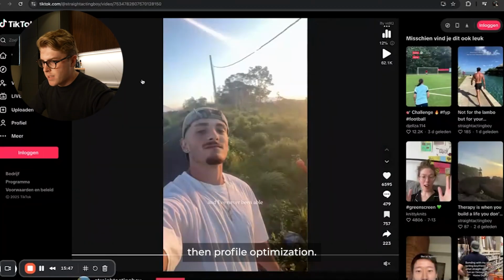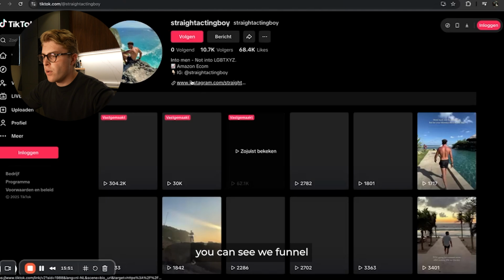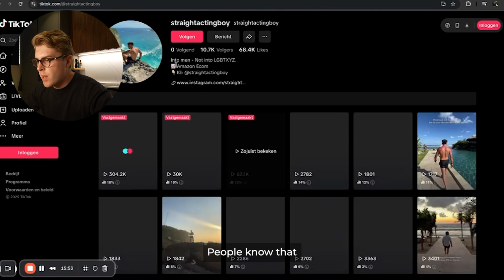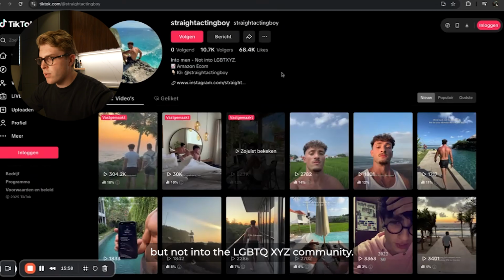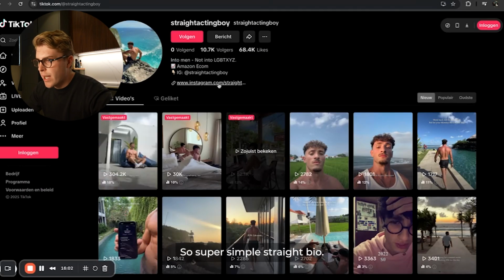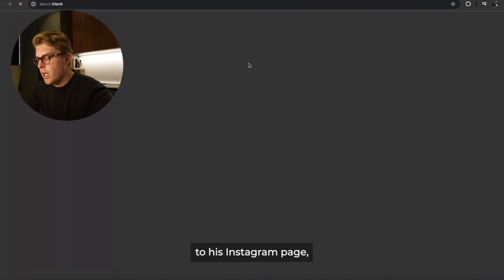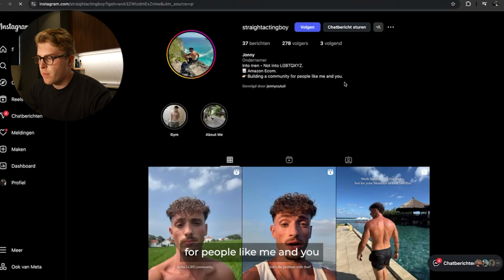Then profile optimization. So if we actually go ahead and look at Jonny's profile, you can see we funnel everyone towards the Instagram page. People know that he is doing Amazon and e-com and that he is into men, but not into the LGBTQ XYZ community. So super simple, straight bio. And if we actually go to his Instagram page, you can pretty much see a similar bio there as well. So as you can see on Instagram, a similar bio, great profile picture about him, and then a gym story, and then the same bio, building a community for people like me and you.